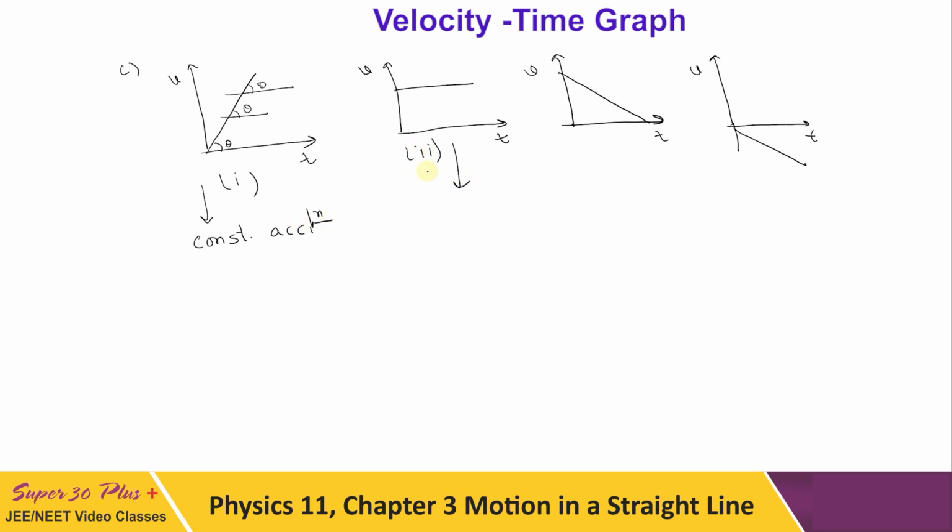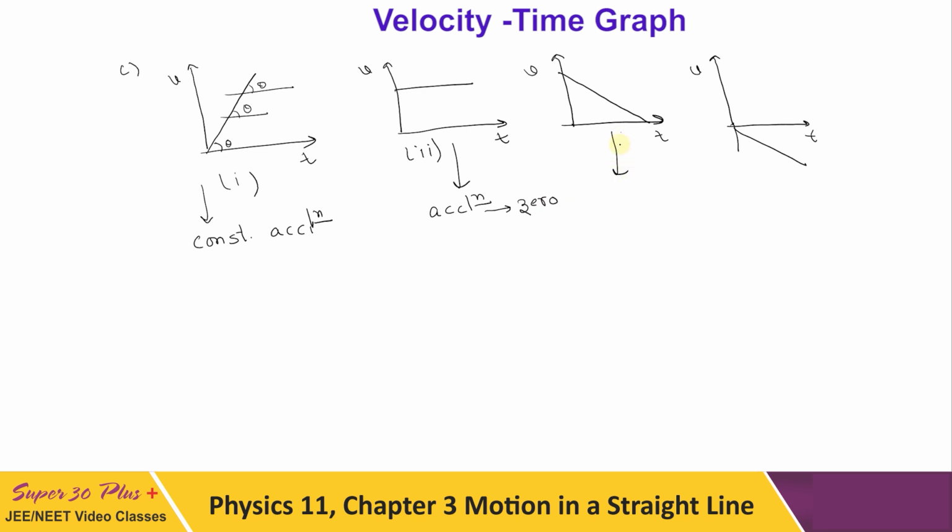Next, come to the second graph. Here velocity is remaining constant with time, its value is not changing. If it was 2 meter per second, it continues to be 2 meter per second throughout the journey. So if velocity is not changing, of course acceleration would be 0. If mathematically you want to check, just check the slope. The slope here is 0, so acceleration would be 0.